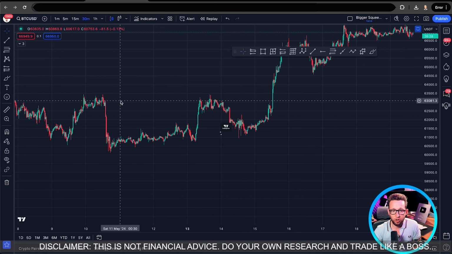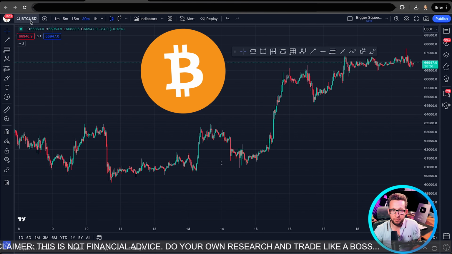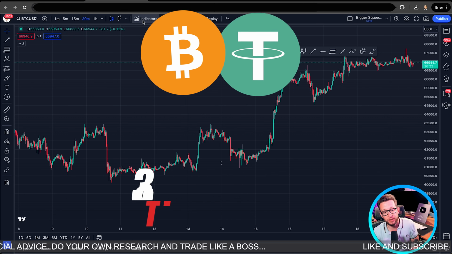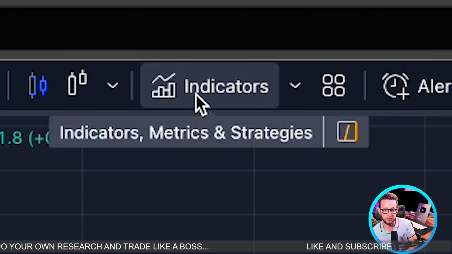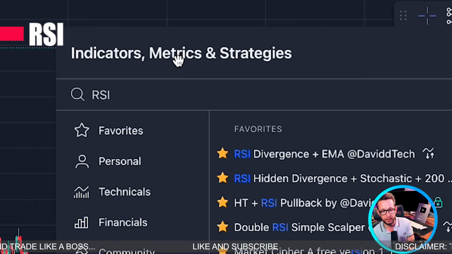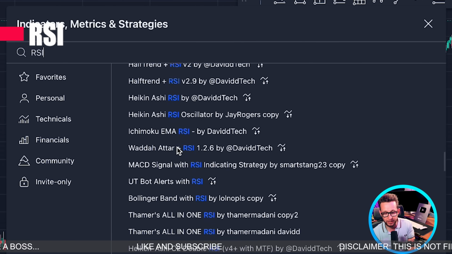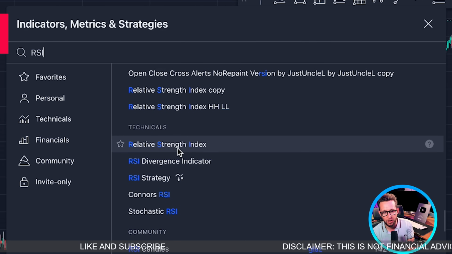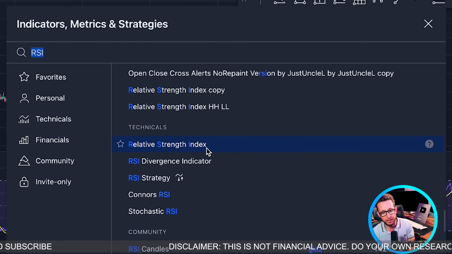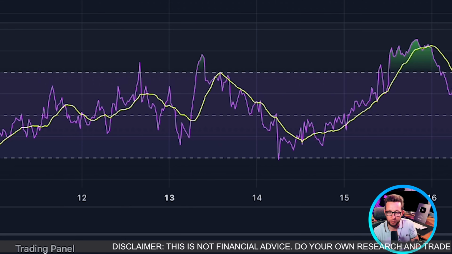Okay, here we are on TradingView. I'm currently on BTC USDT on the 30-minute time frame. We're going to be adding the indicators to our charts. Let's start by going into the indicators up here and typing RSI. Now I have to scroll down quite a lot because I've made a lot of RSI strategies, but we're looking for this one here called the Relative Strength Index. Now we're going to add it to our chart and the RSI looks something like this.